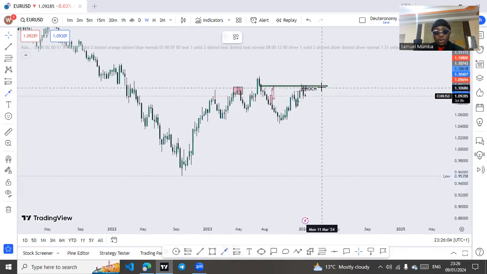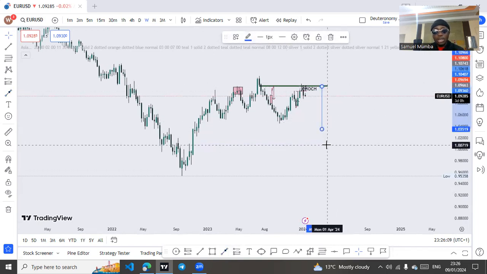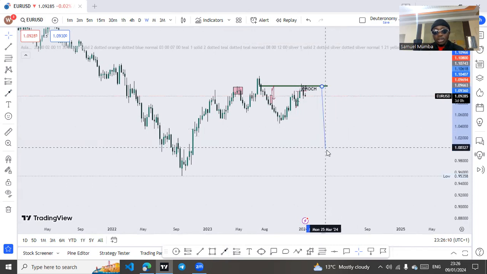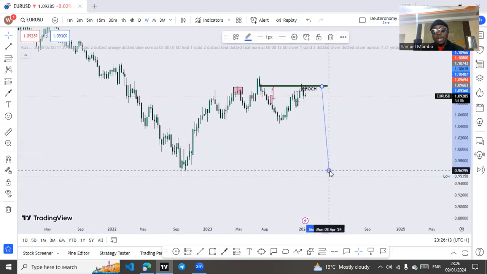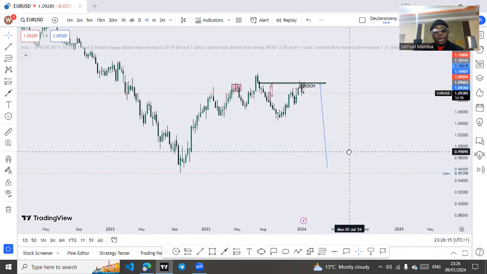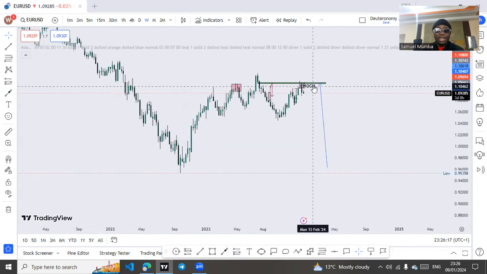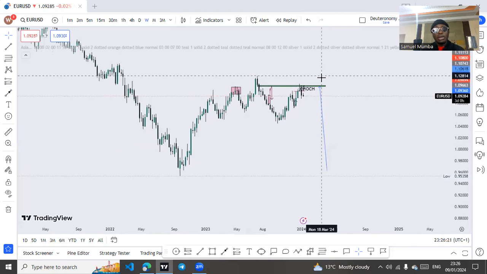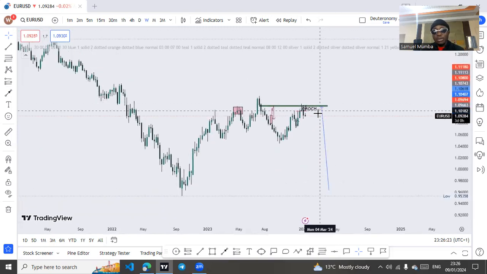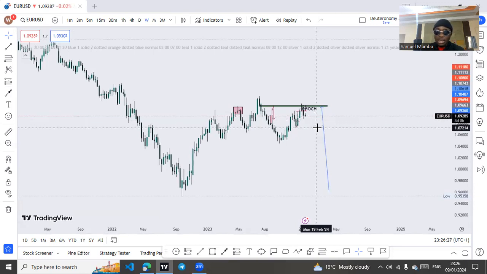So from here, Euro USD, guys, my target should be this level here, okay? Should be this level here. This is where Euro USD must come to right now. Unless we break this zone here, come to close above this zone, then we might start looking for buying opportunities. But for now, guys, Euro USD is heading to the downside.